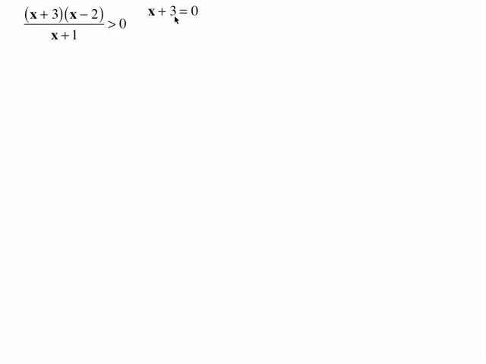Okay, so x + 3, we set it equal to 0, and then x is equal to negative 3. When x - 2 is equal to 0, that means x is equal to 2. What I've done here is just add 2 to both sides. When x + 1 is equal to 0, if you subtract 1 from both sides, you get x equals negative 1. Alright, so we have 3 important turning points.